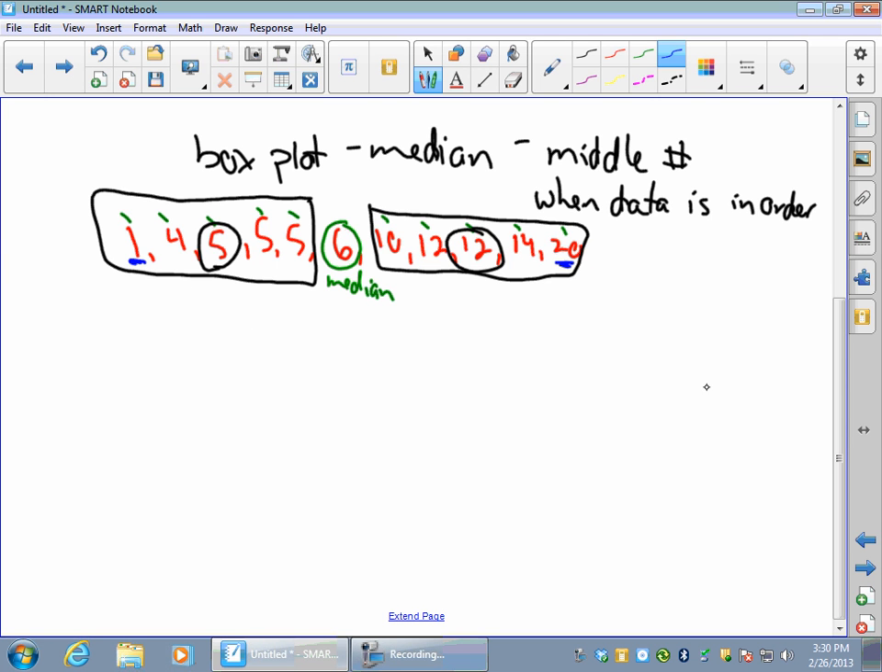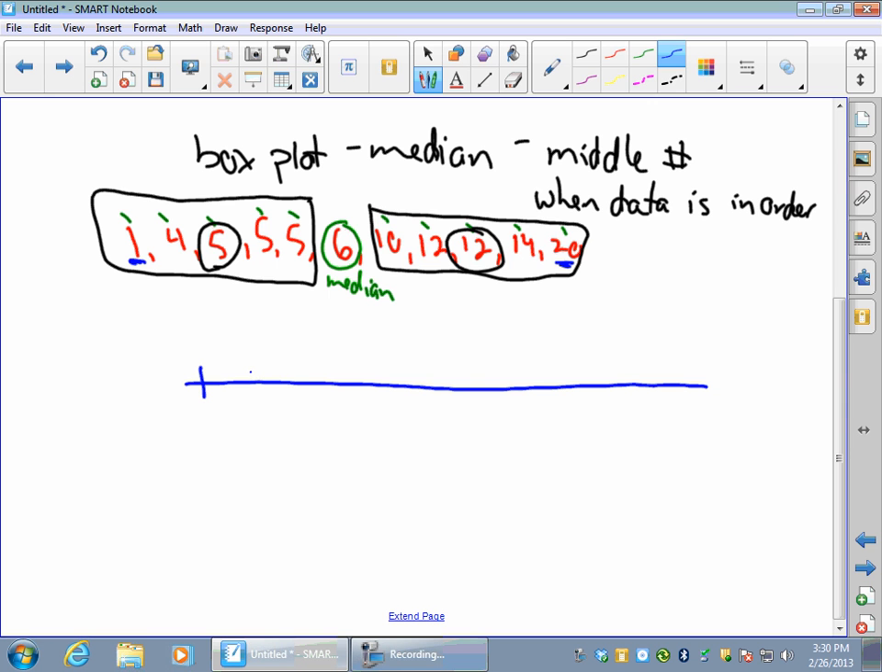So now when I make a box plot, I start with a number line again. Okay? And on that number line, I need to put those 5 numbers. The lowest number, the median of the first half of numbers, the median of the whole thing, the median of the second half of the numbers, and the highest number. Okay?